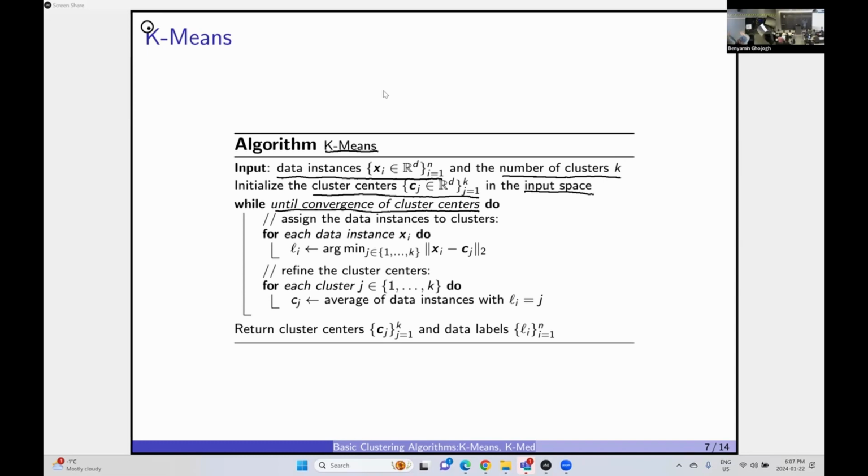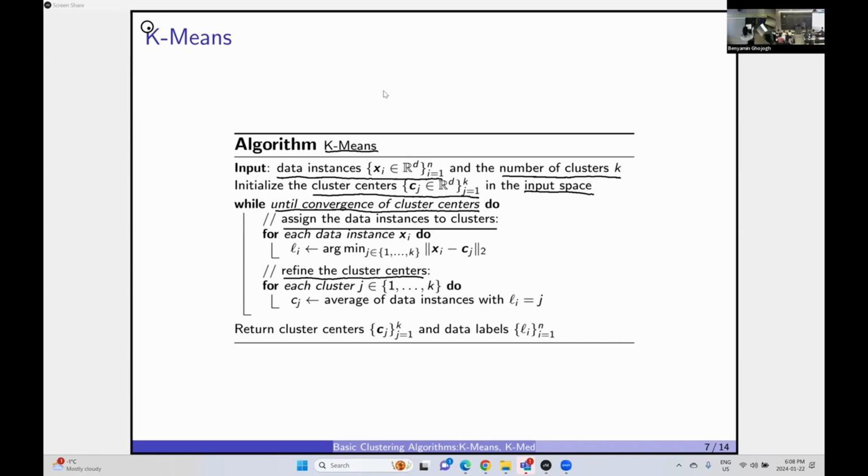After some iterations, they don't move significantly anymore. So first we assign the data instances to clusters, and then we refine the cluster centers, alternately. We say, based on the cluster centers that I have, what are the prediction labels for the data points? Then I refine the cluster centers. Then I label the data points again. Then I refine the cluster centers. You see how we alternate?